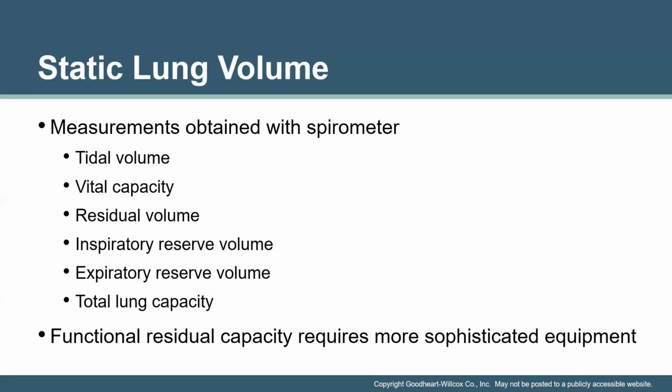So some other measures that we want to look at: there's something called IRV, or inspiratory reserve volume. This is the amount of air that can be inhaled immediately after normal inspiration. There's an ERV, expiratory reserve volume. This is the amount of air that can be exhaled immediately after normal expiration. Then we have something called FRC, or functional residual capacity, the amount of air that remains in the lungs after normal expiration. So we have ERV, expiratory reserve volume, plus RV, residual volume.